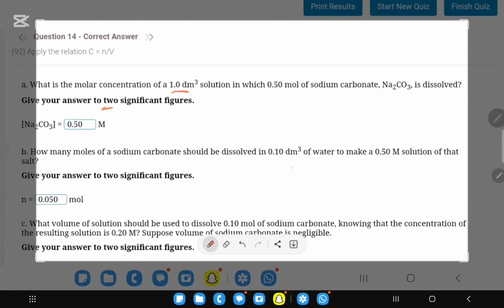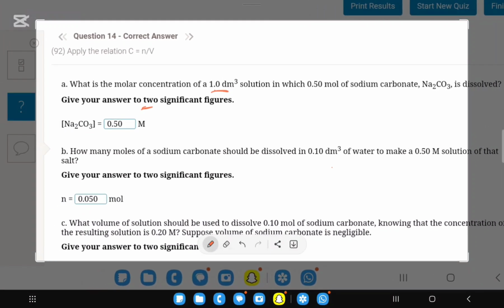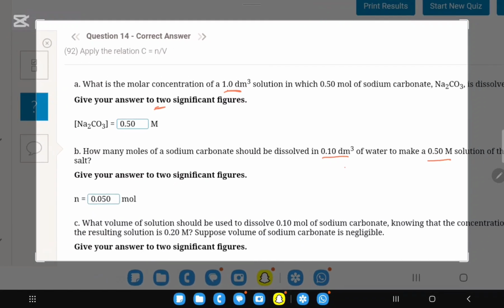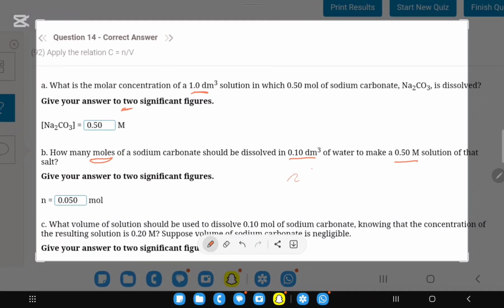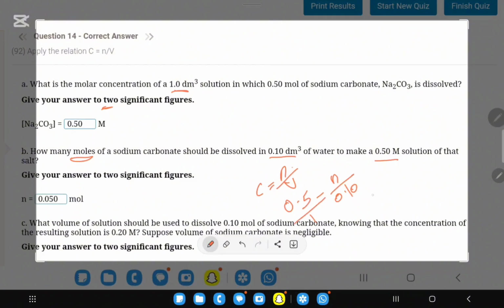How many moles of sodium carbonate should be dissolved in 0.10 decimeter cubed of water to make 0.5 molarity solution of that salt? Here they gave us the volume and the molarity. They want the moles of the sodium carbonate. We still use C equals n over V, and they gave us the concentration 0.5. They want the moles n, and they gave us the volume 0.10. If we cross multiply, 0.5 times 0.10 equals n. We put it into the calculator and get 0.05, and since they wanted two significant figures, we add a 0 at the end to make it 0.050.